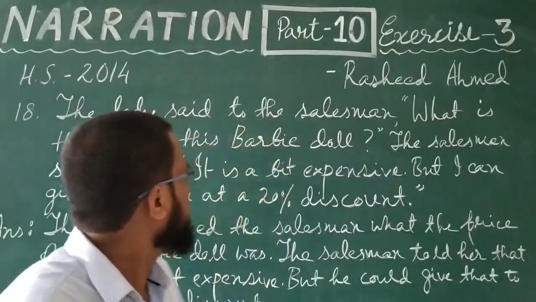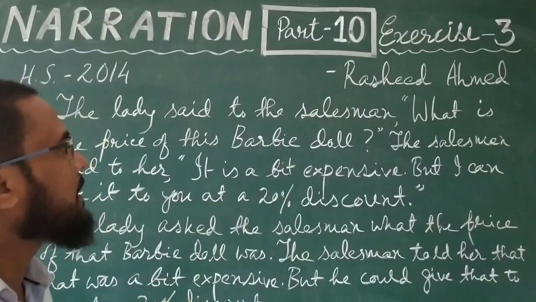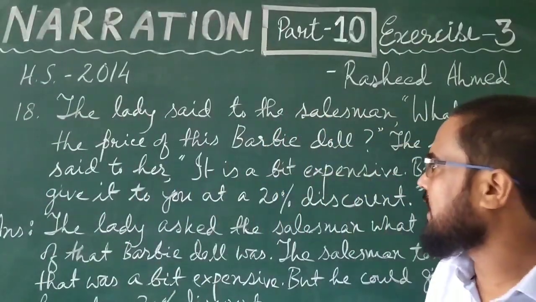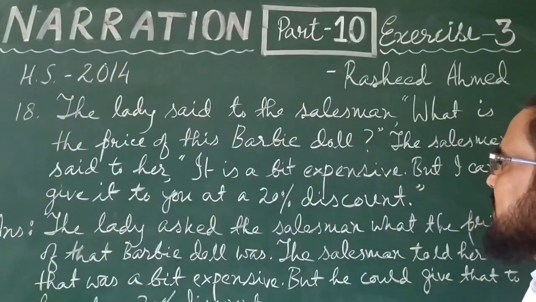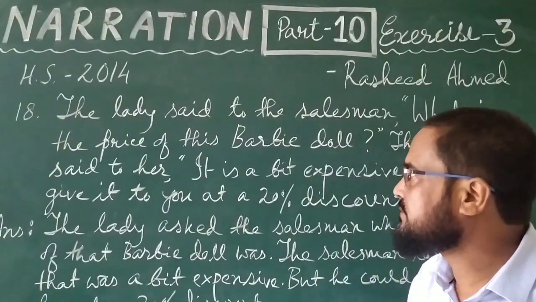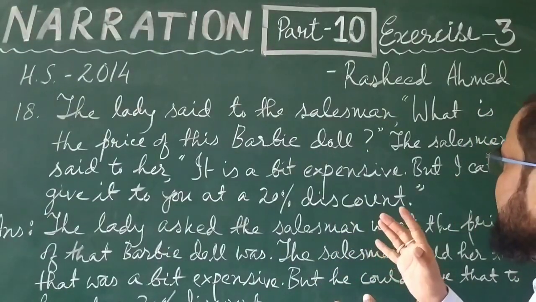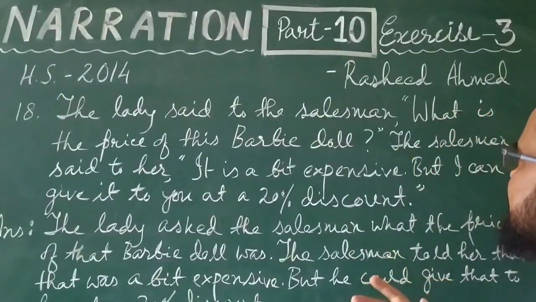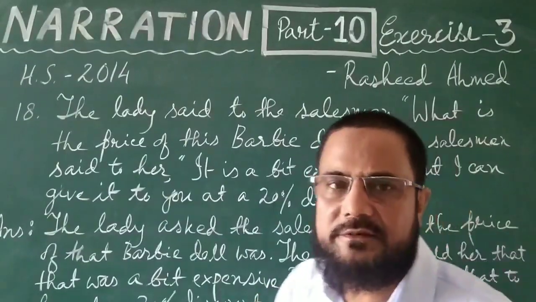The lady said to the salesman, "What is the price of this Barbie doll?" The salesman said to her, "It is a bit expensive, but I can give it to you at a 20% discount." So in the first question, it is the lady who is the speaker, and her sentence is an interrogative sentence. So this is not that difficult.